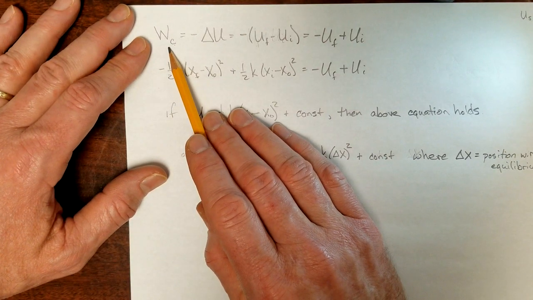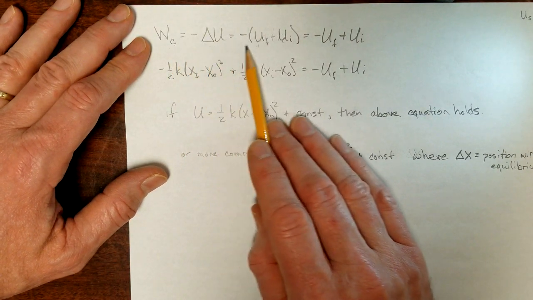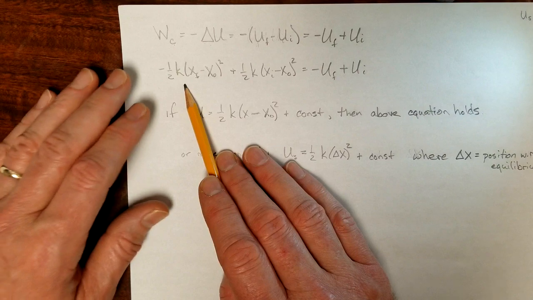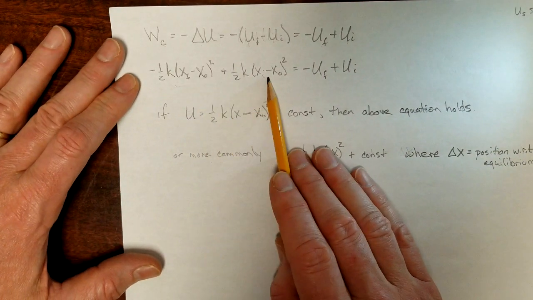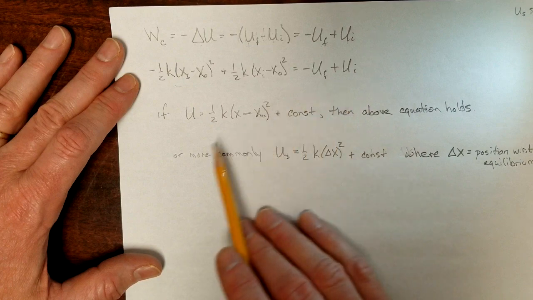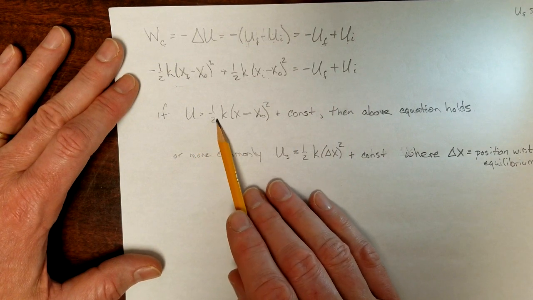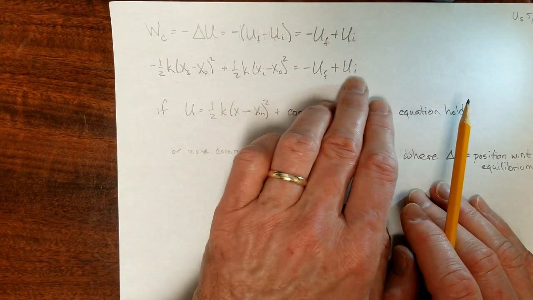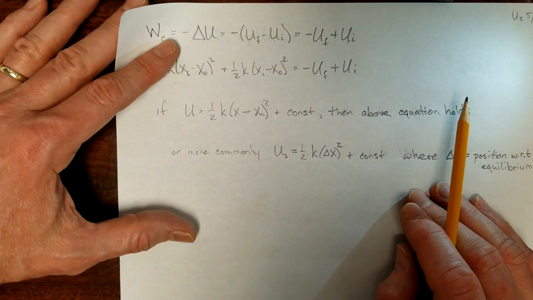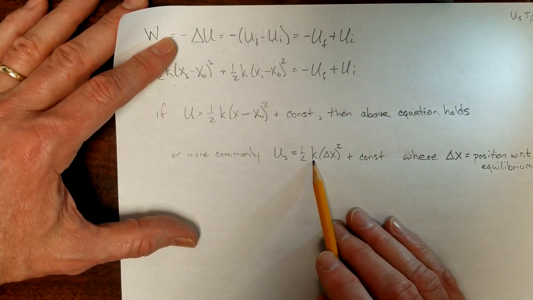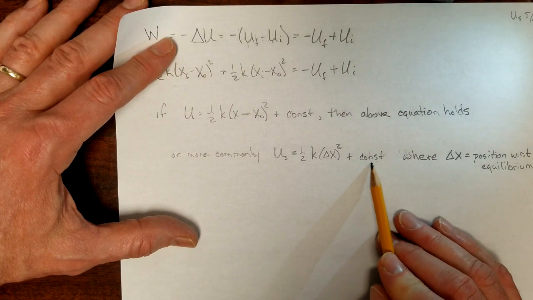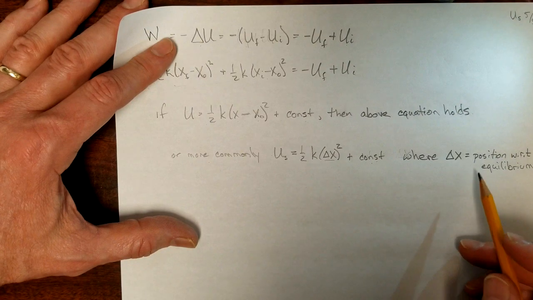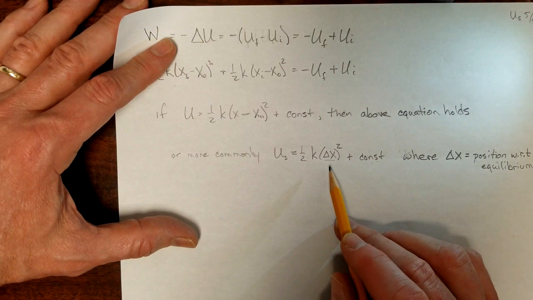So we have conservative work, which I know is equal to the negative change in potential energy, which is negative U sub f plus U sub i. And I'm going to set what we had just done, the work that we had just done here, equal to negative U sub f plus U sub i. And so therefore, this works if U is equal to 1/2 k times x minus x sub naught, quantity squared, plus a constant. If this got plugged into here and here, we'd end up with that. And so this is more commonly written as 1/2 k delta x squared plus a constant, and usually you set it so the constant is 0, but it doesn't have to be. And this delta x again is the position with respect to equilibrium.